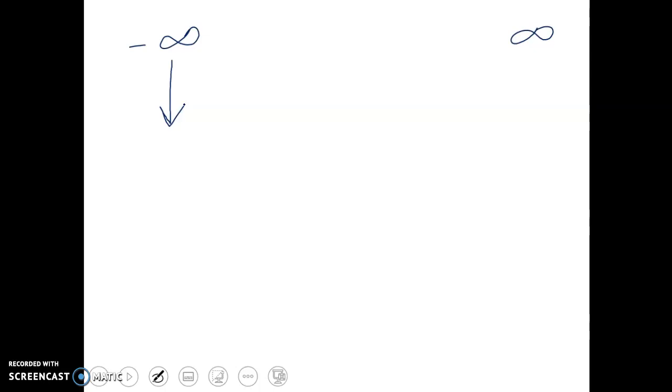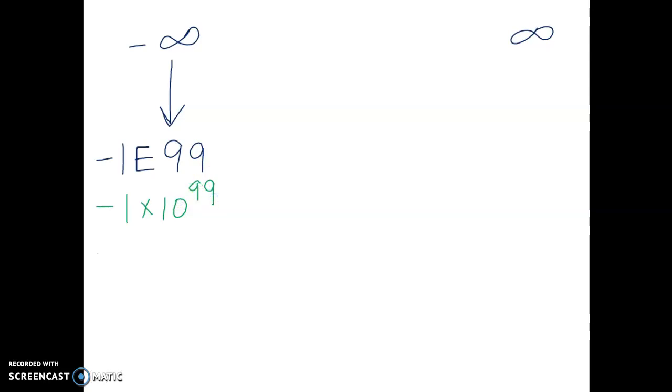So what we do is we type in -1 E 99. What that means is scientific notation, it's -1 times 10 to the 99th power. And to go even further, that really means -1 with 99 zeros attached to it. That's a really far number to the left of 0. It's headed towards negative infinity, so that's why we can use that number to represent infinity.